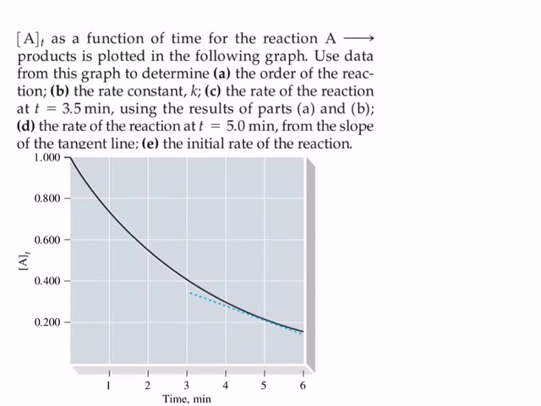All right, this next question is probably going to need a little more attention as well. The concentration of A as a function of time for the reaction A becomes products was plotted. Use the data from the graph to find the order of the reaction, the rate constant k, the rate of the reaction when time is 3.5 minutes, using parts A and B, and the rate at 5 minutes using slope, and then the initial rate of the reaction. Okay. Pause the video and try that yourself.